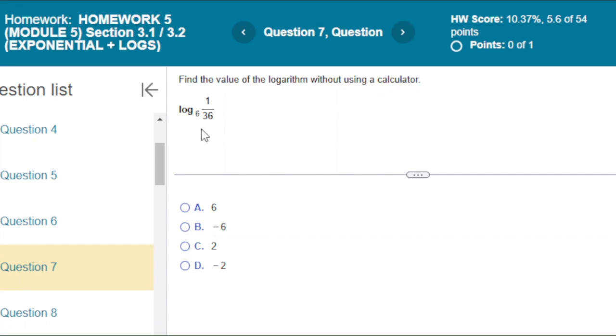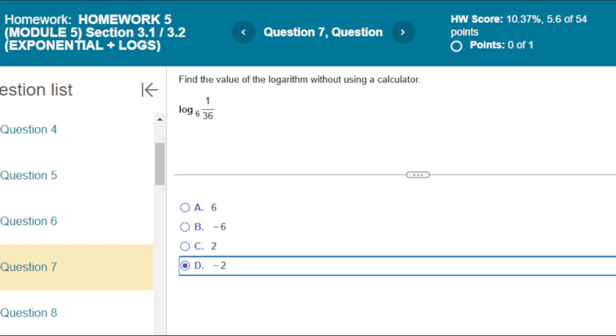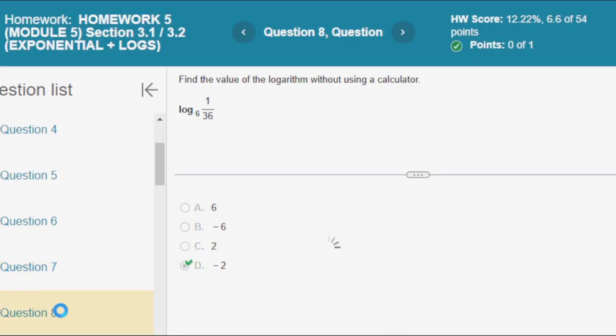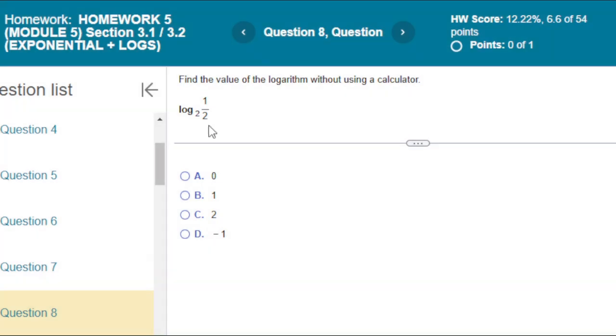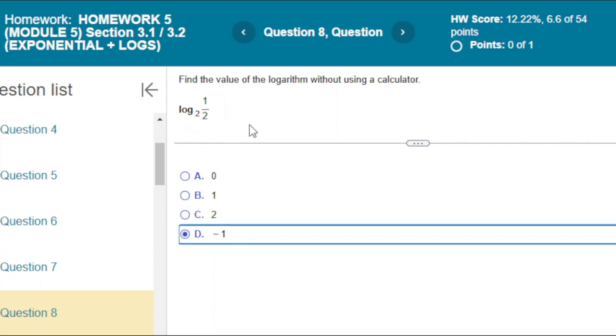So what about this? 6 to the what power equals 1/36? Well, wouldn't it be negative 2, right? 6 to the negative 2 power is equal to 1 over 6 squared, which is 1 over 36. What about this? 2 to the what power equals 1 half? Well, isn't it 2 to the negative 1 power? 2 to the negative 1 power would be 1 over 2 to the positive 1, which is 1 over 2.